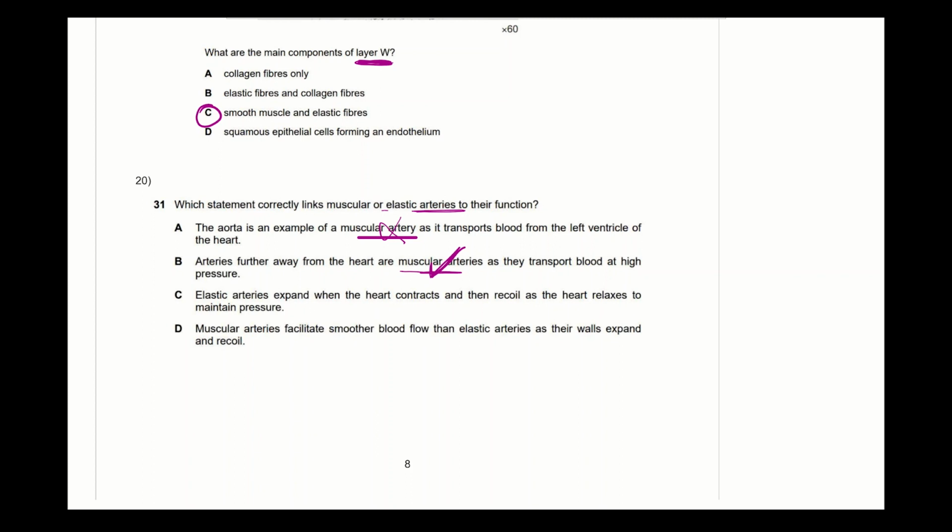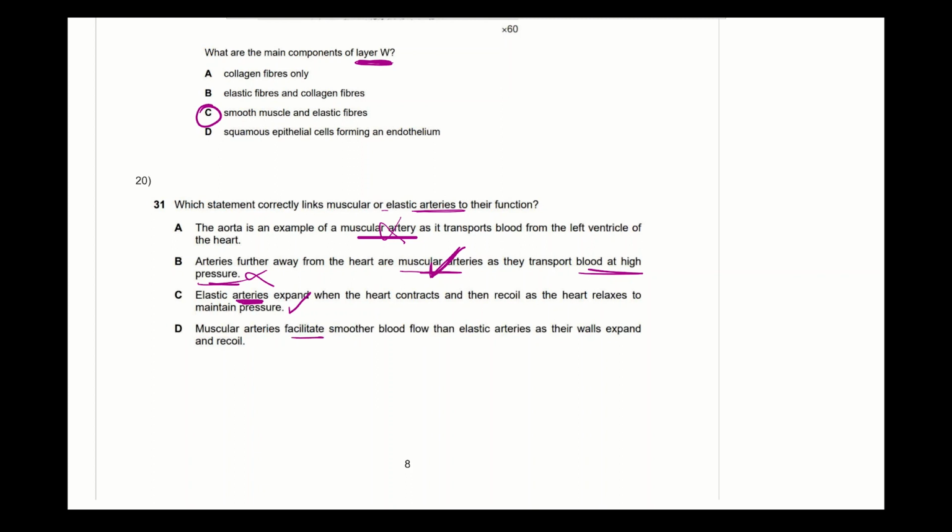So the accuracy of blood distribution. Now, transport blood at high pressure is incorrect. As we move further from the heart, the pressure keeps decreasing. So this is incorrect. C. Elastic arteries expand when the heart contracts and then recoil as the heart relaxes to maintain pressure. So this is correct. Due to the elastic fibers, they can stretch and recoil to fix the pressure. For example, if the pressure is lower, it could recoil to give blood a push to increase the pressure. And it could stretch when the pressure is high. Therefore, this is correct.